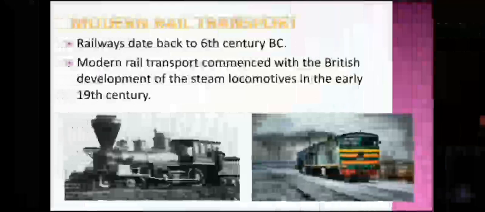Modern rail transport. Railways date back to the 6th century BC. They were man or animal driven. Modern rail transport commenced with the British development of the steam locomotive engine in the early 19th century. The first railway line in England was opened between Stockton and Darlington in 1825. In the next 40 years, nearly 15,000 miles of railway network was completed.